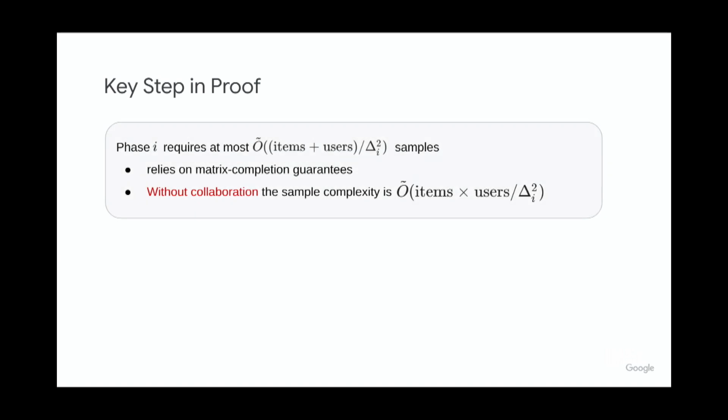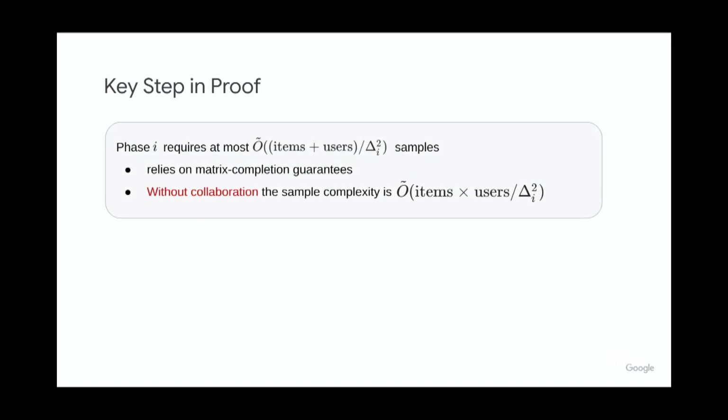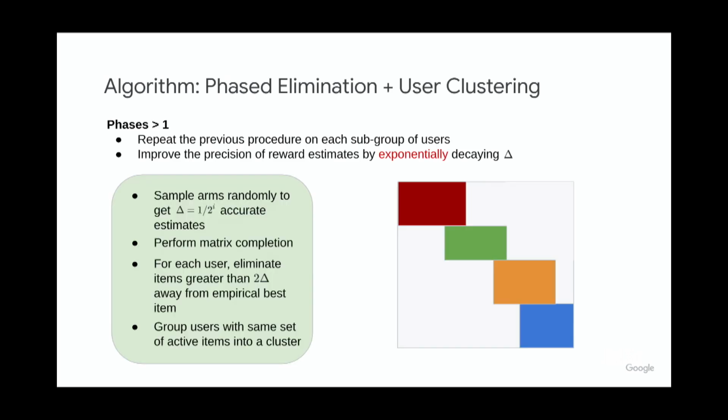Okay, before going into the proof, I just want to stop here and see if there are any questions about the algorithm. How many rounds do we usually have? It's logarithmic in T usually. Is it phase elimination rounds? Yes, the number of phases is logarithmic in T, because the precision is exponentially decaying, so you need exponentially more samples every round to do it.